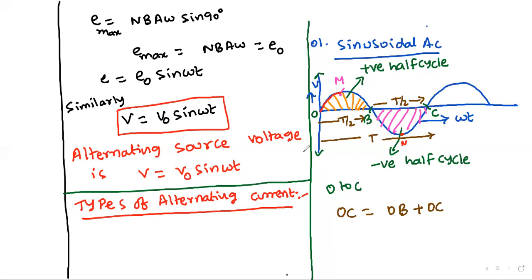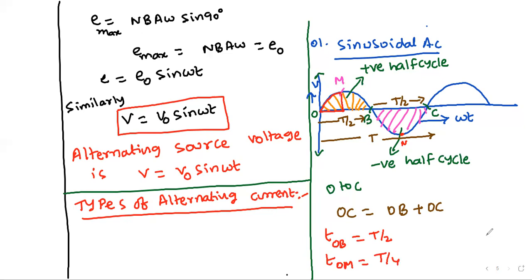How much has it increased? From M to B, that much it has decreased. Similarly, from B to N, how much has it decreased? From N to C, that much it has increased. Suppose the time taken from O to B is T by 2. What will be the time taken from O to M? So T by 4.